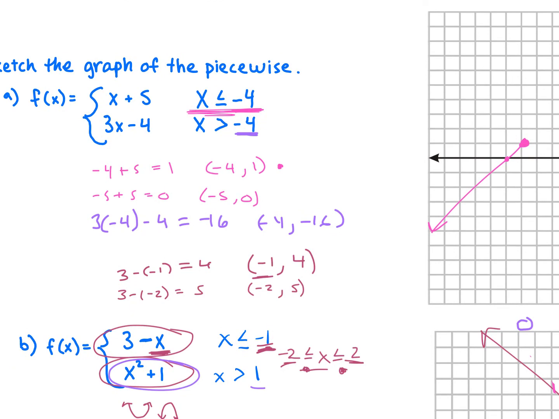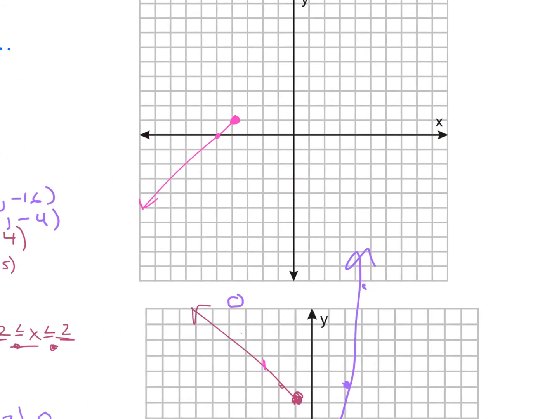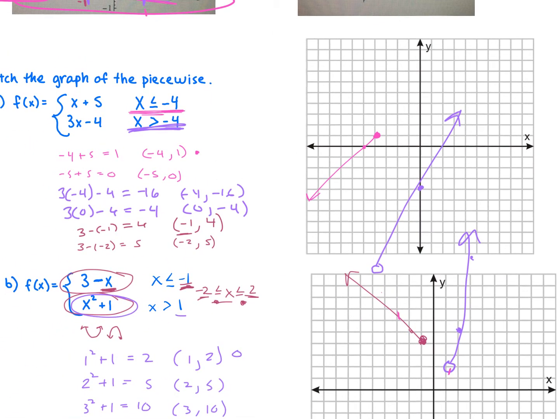Next, what should I plug in? -3. I can plug in -3. Actually, I'm going to plug in 0 because it's less work. So any number that's greater than -4, so 0. So 3 times 0 minus 4 would give me -4. So I plugged in 0, got -4. I'm going to stay at 0, go down to -4 here. And then I just connect my 2 dots because I know that it's linear, because it's just an x.